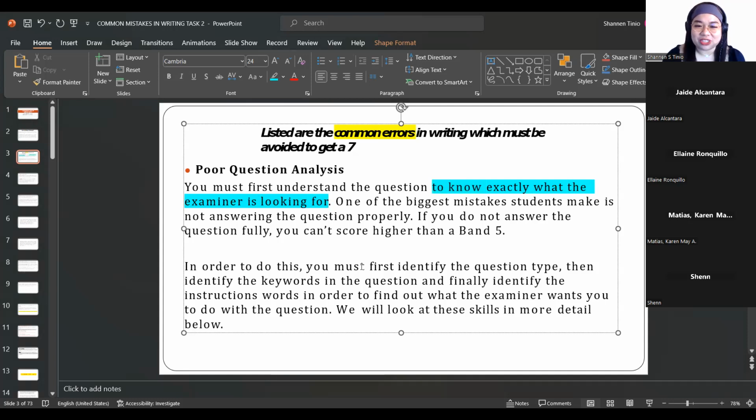Vocabulary lecture pala to, no? Daming synonyms eh.